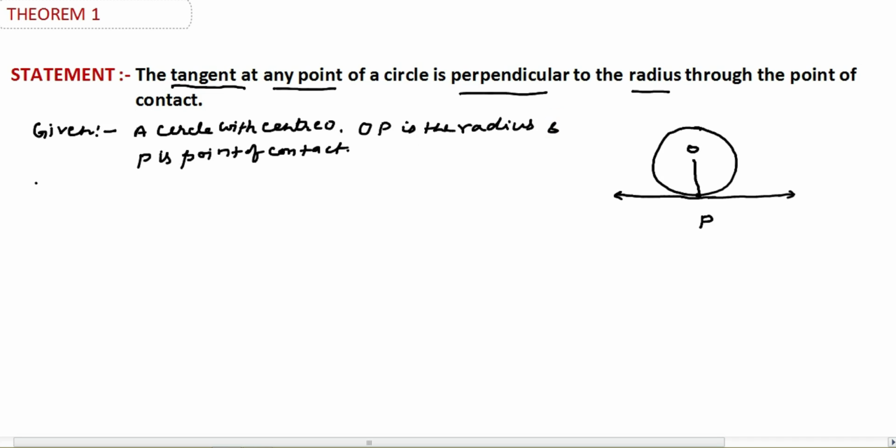We have to prove. Let the tangent be named XY. So XY is the tangent, OP is the radius, and P is the point of contact. We have to prove that this radius OP is perpendicular to the tangent XY. Now the proof.